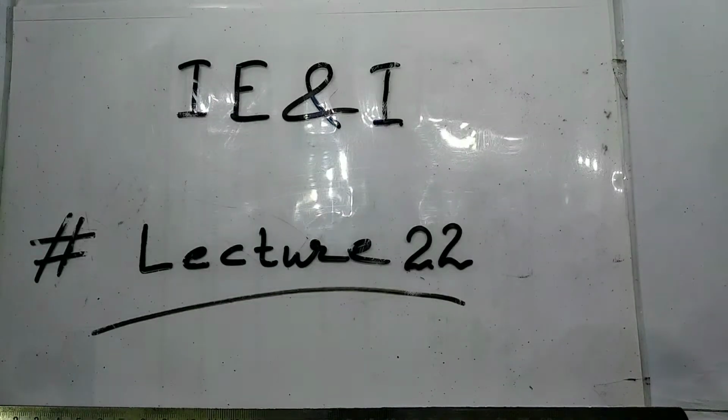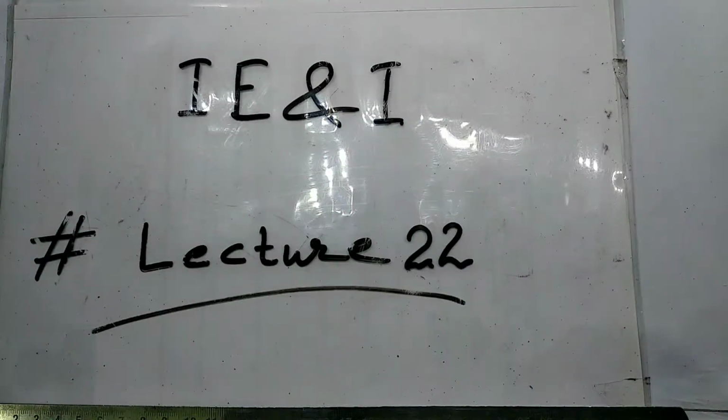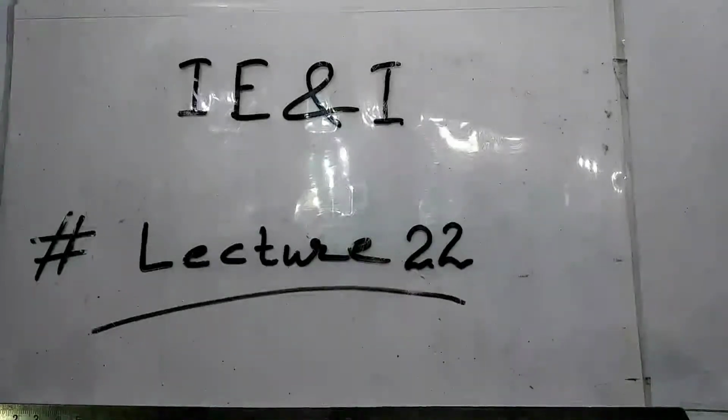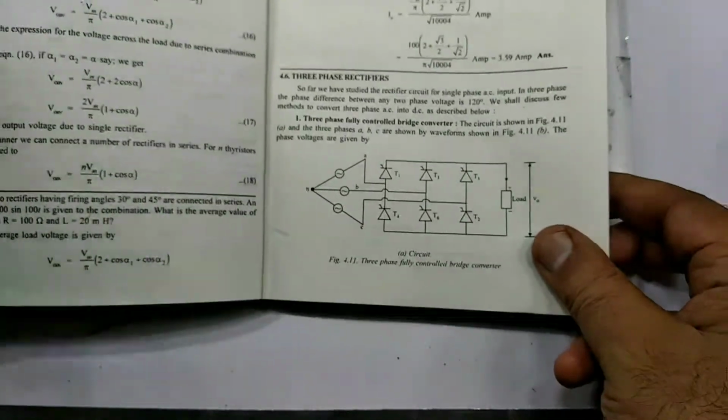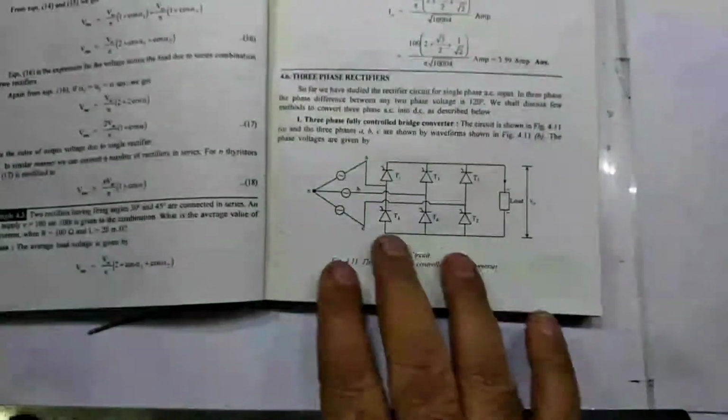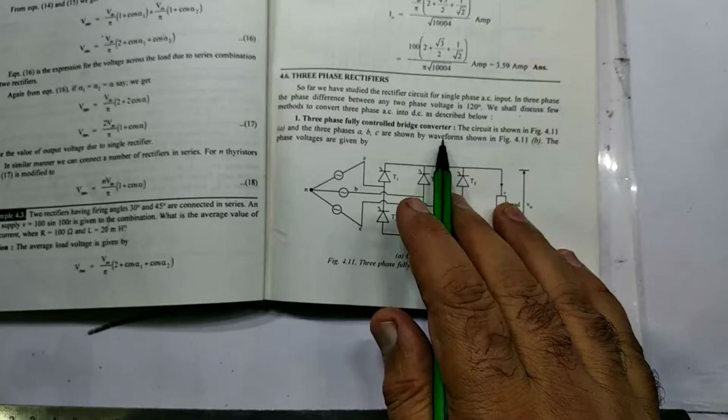Welcome to lecture 22 of IE and I, that is three-phase controlled rectifier. So far we have studied the rectifier circuits for single-phase AC input supply. In three-phase, the phase difference between any two phase voltages is 120 degrees. So one such type of three-phase controlled rectifier is this three-phase fully controlled bridge converter.